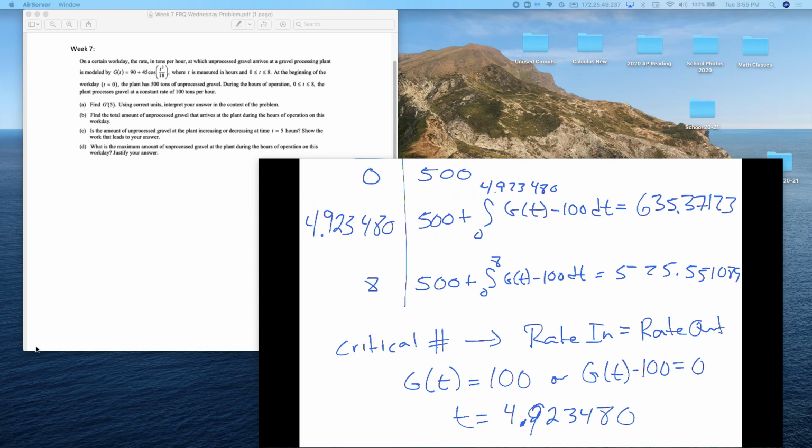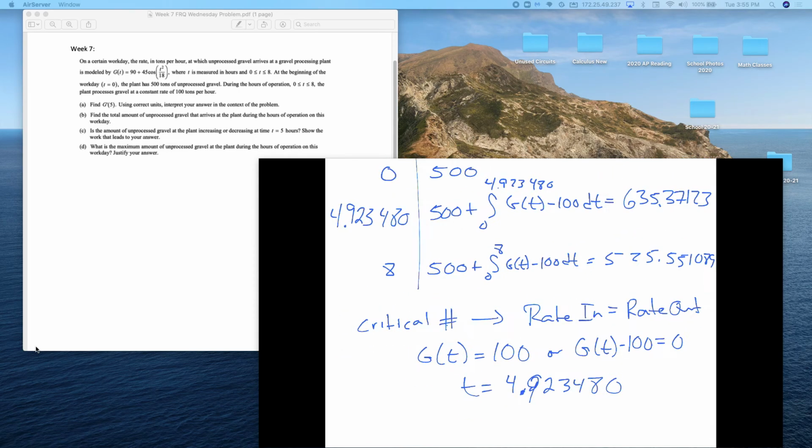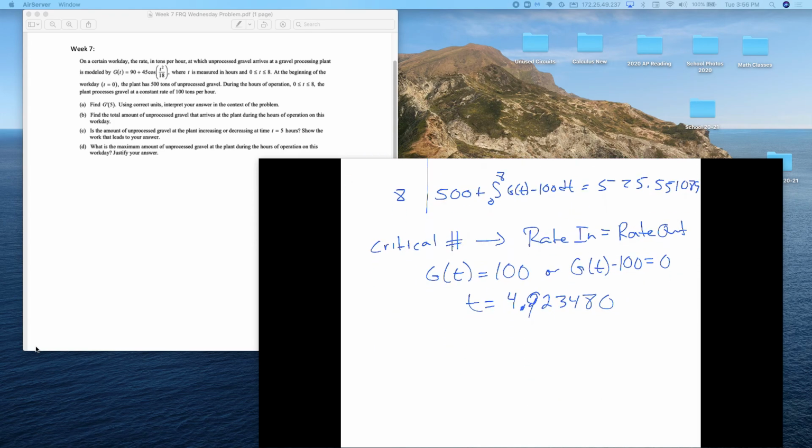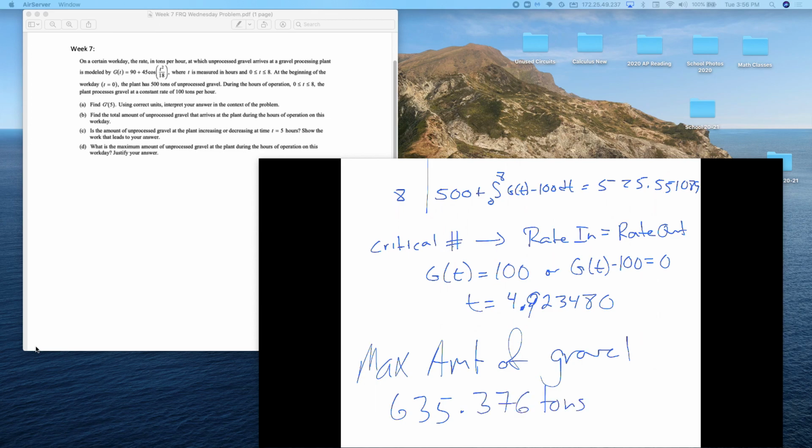And what you'll come up with is 635.37123. So from this chart, here's our maximum right here. There's our maximum amount of gravel. That's where we get the maximum. So we just say the maximum amount of gravel is 635.376 tons. And then that's the answer.